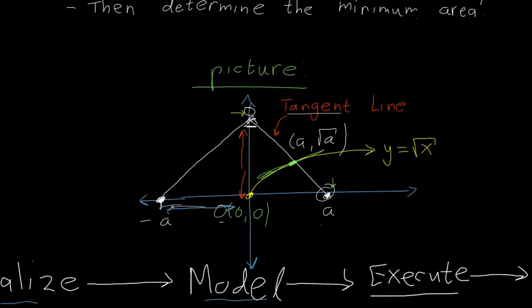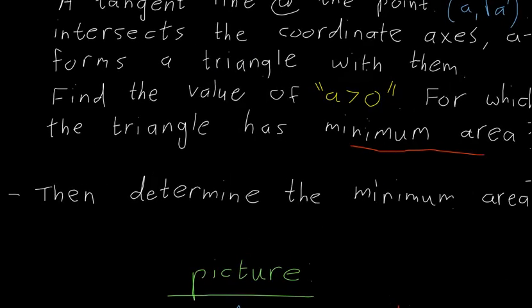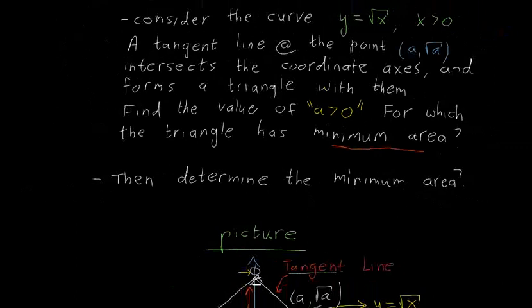Now, when we verify, we want to verify the conclusion, right? As mathematicians, we have to verify what we're talking about. Otherwise, we're not mathematicians. So the problem asks for a value of a greater than 0, and the value of a greater than 0 for which the triangle has minimum area.